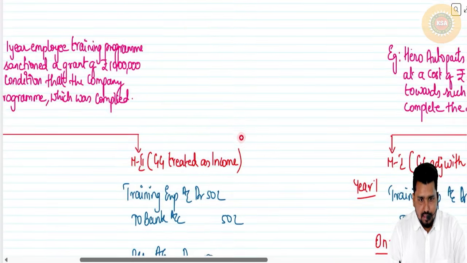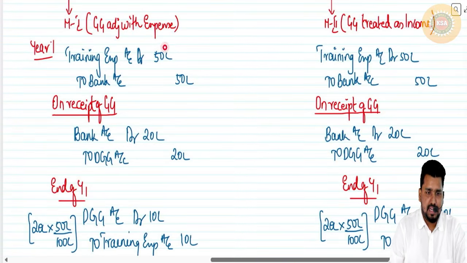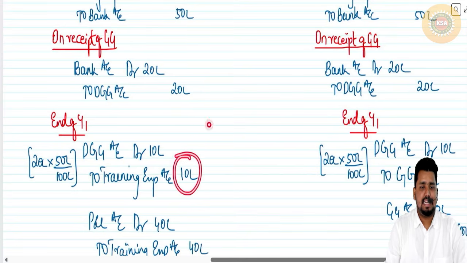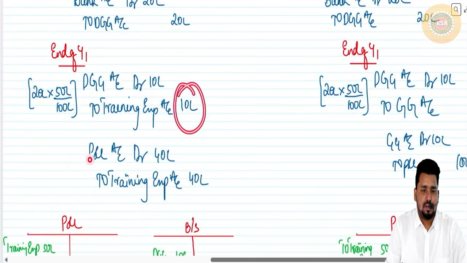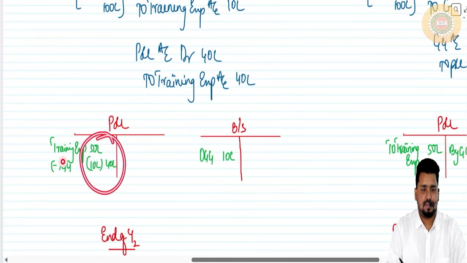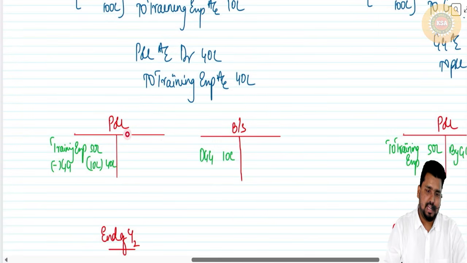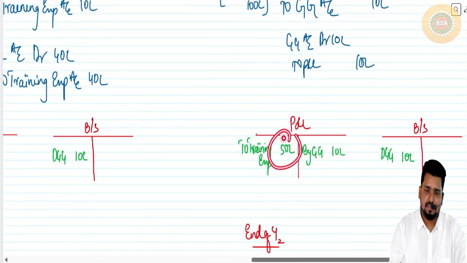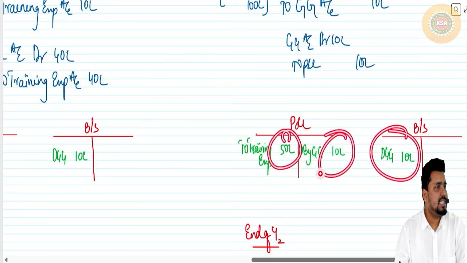How much you are spending for training expense? How much you are adjusting? Net training cost, how much? That only is closed and taken to P&L. Therefore, in P&L, if first method is followed, how much? 40 lakhs. Balance sheet, balance 10 lakhs. Correct? In second method, 50 and 10 shown separately, balance is 10 lakhs.